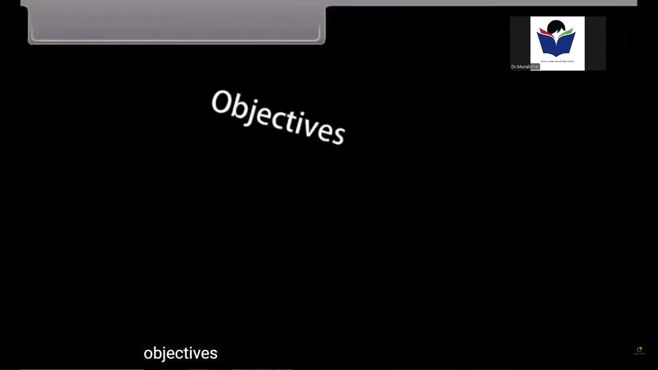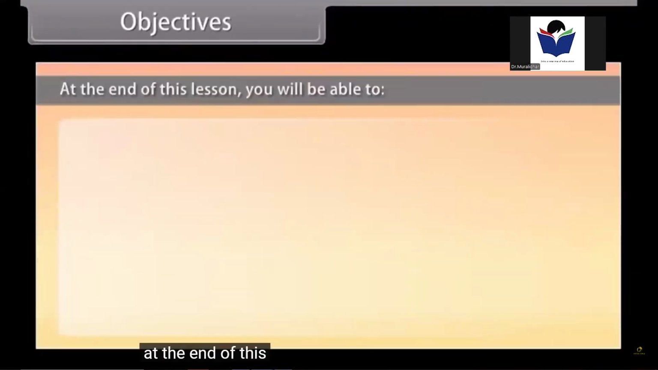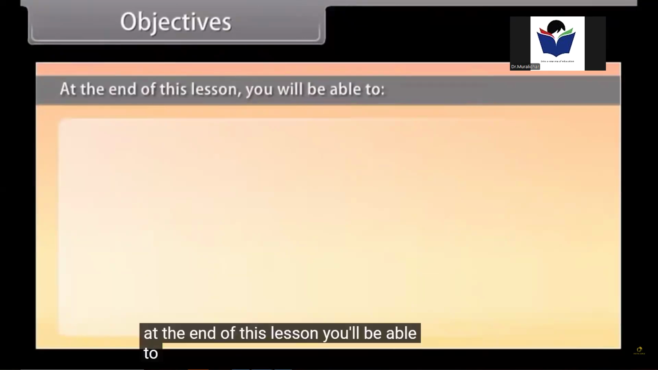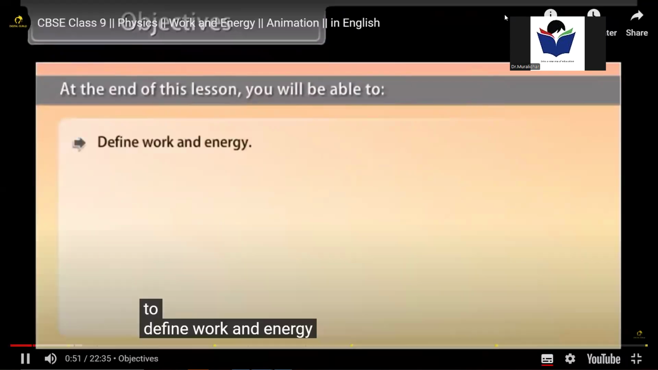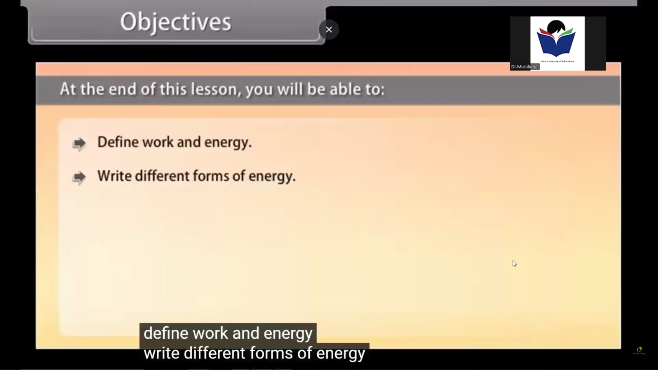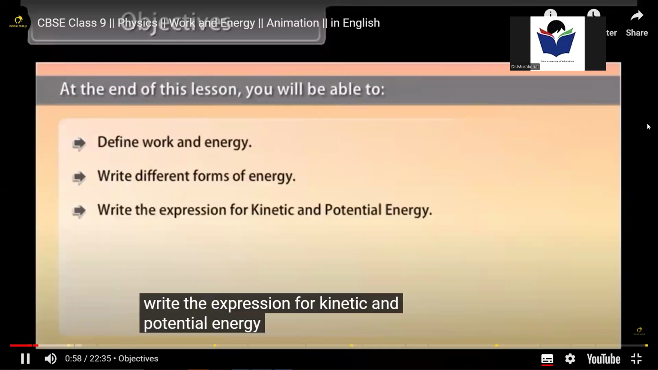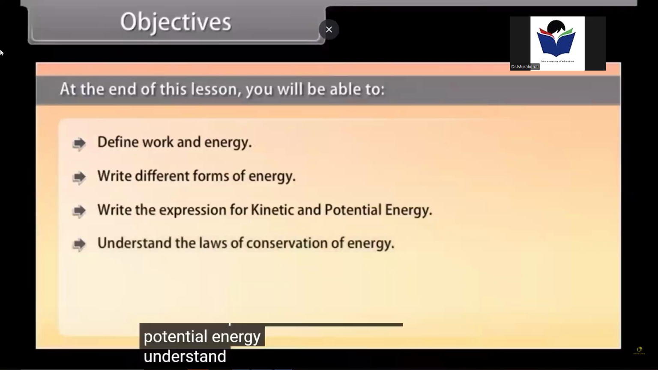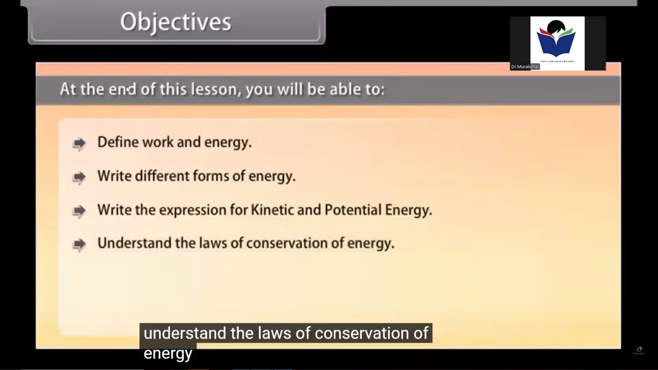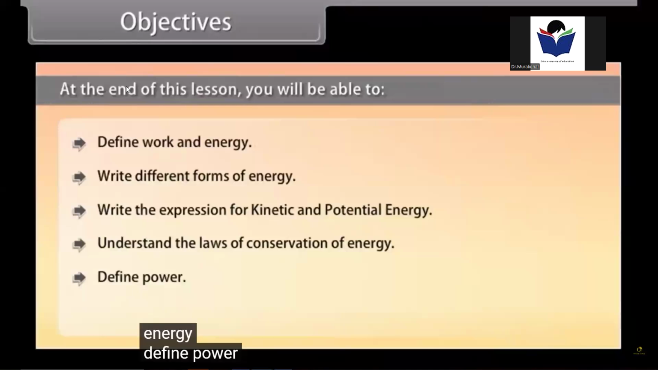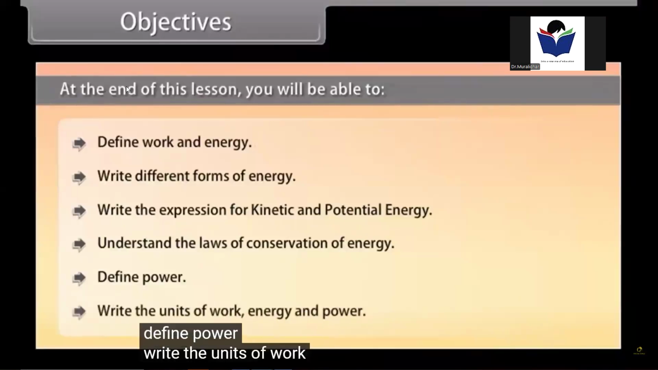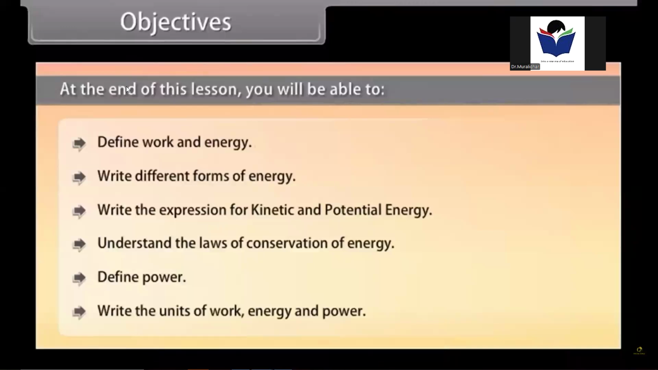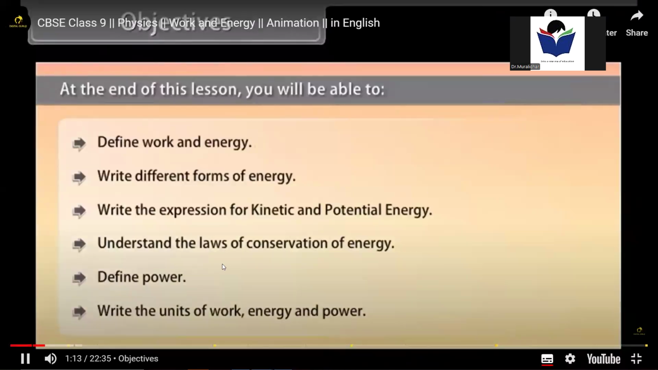Objectives. At the end of this lesson, you'll be able to define work and energy, write different forms of energy, write the expression for kinetic and potential energy, understand the laws of conservation of energy, define power, and write the units of work, energy, and power.